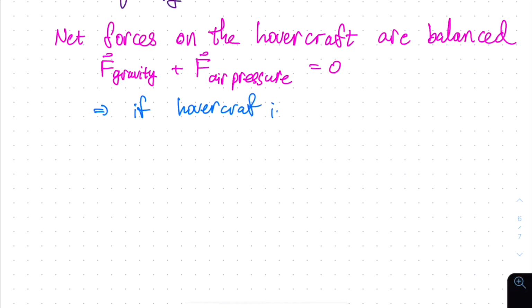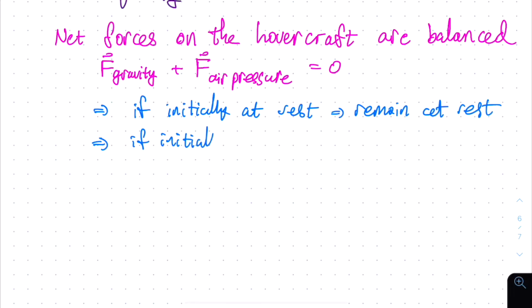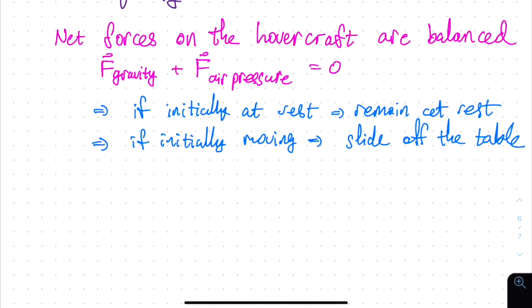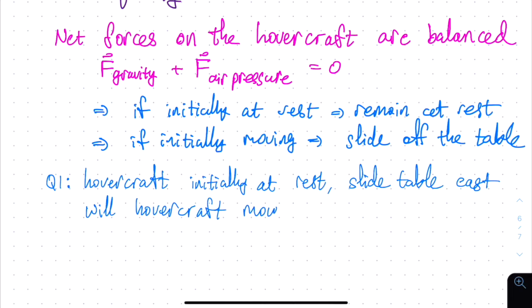Now, if the hovercraft is initially at rest, it will remain at rest. On the other hand, if it's initially moving, it will keep moving in a straight line until it slides off the table. Now let's ask the question. Suppose the hovercraft is initially at rest, and we go ahead and move the table under the hovercraft in the direction due east. Will the hovercraft remain stationary or will it move? Because we are not imparting a force on the hovercraft by moving the table underneath it, the hovercraft should remain stationary and hence not move.